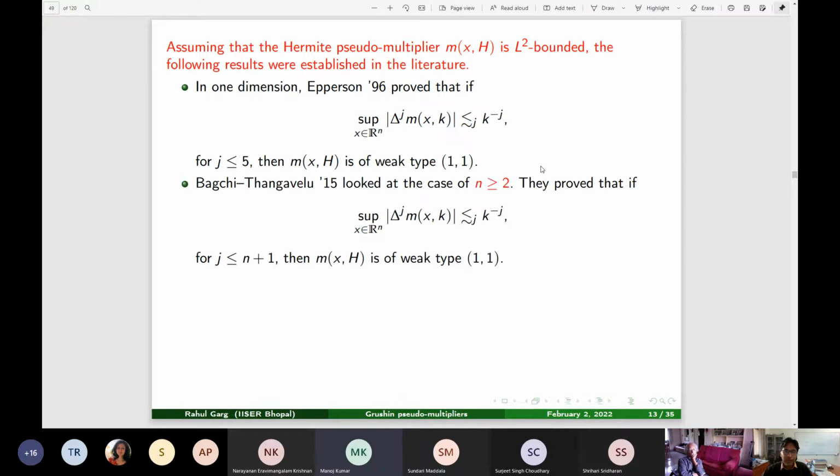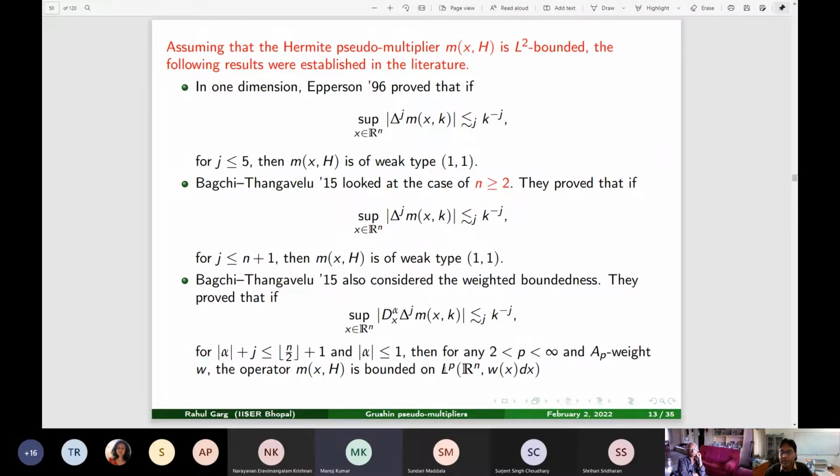Then in 2015, Bagchi and Thangavelu looked at the case of higher dimension, and again, in all of these works, they used L2 boundedness as an assumption. They proved that in Rn also, if you give n+1 derivatives satisfying the Hörmander condition, then the operator is weak type 1-1.